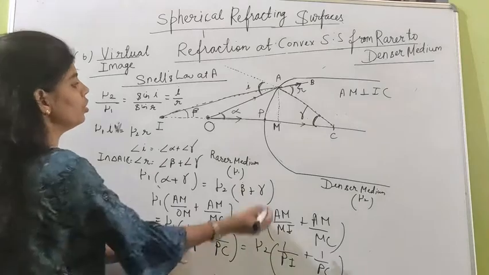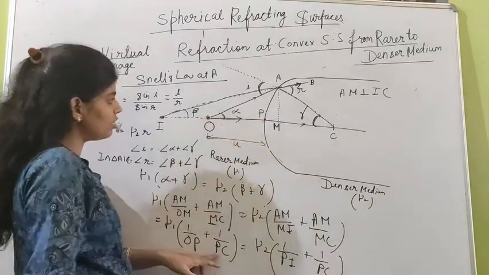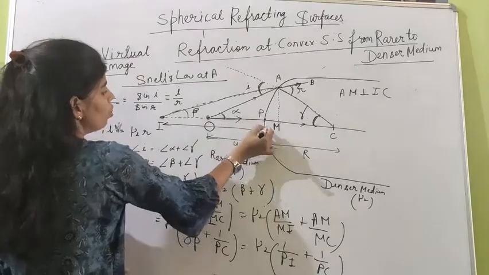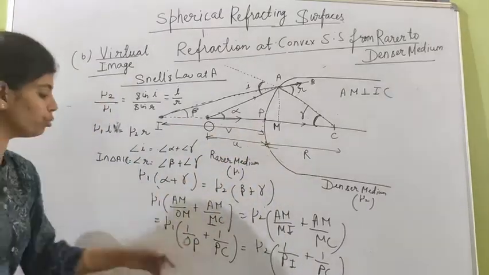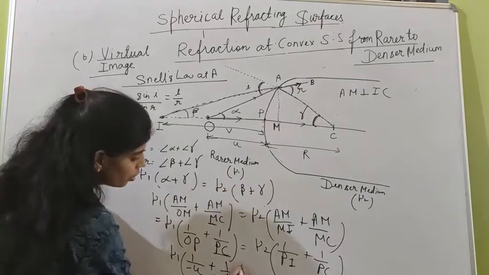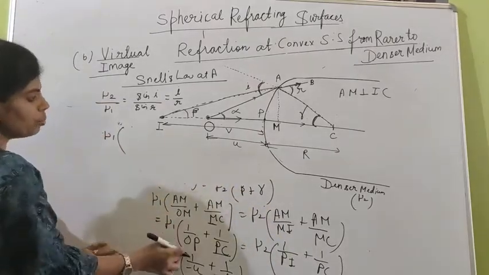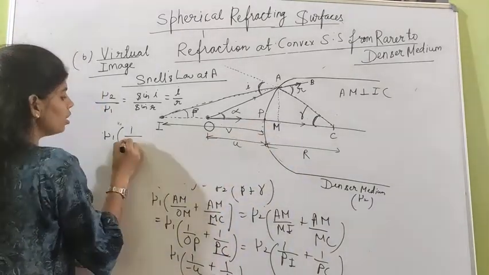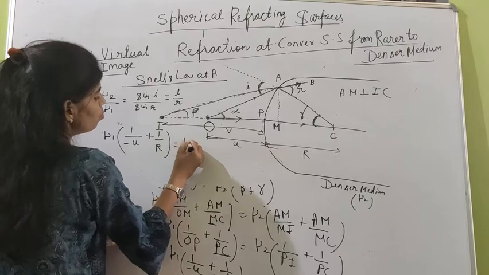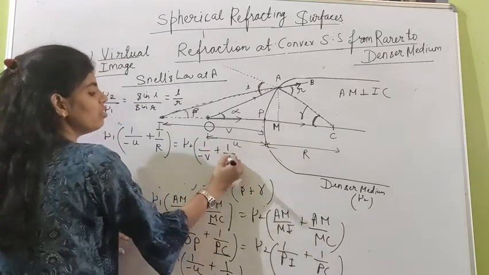Now OP, the distance from pole to object, is known as U. PC is R, and PI is the distance from pole to image, so V. OP is minus of U, so mu1 into 1 by minus of U plus 1 by R, this is equal to mu2 into 1 by minus of V plus 1 by R.